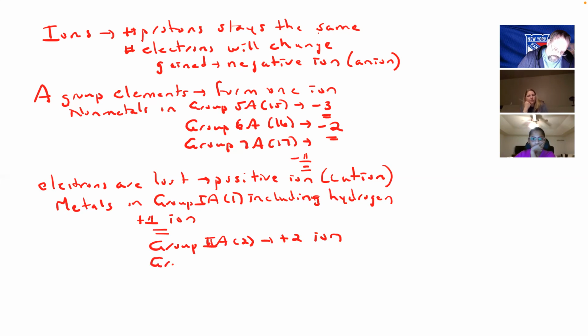And then basically for aluminum in group 3A or 13, which is the only essential metal in that area, aluminum forms a +3 ion. So we can use the periodic table for most of the elements for the A group elements, for a lot of them, to predict the type of ion they're going to form. But the general idea with ions is that when you go from atom to ion, the number of protons stays the same, but the number of electrons will change.